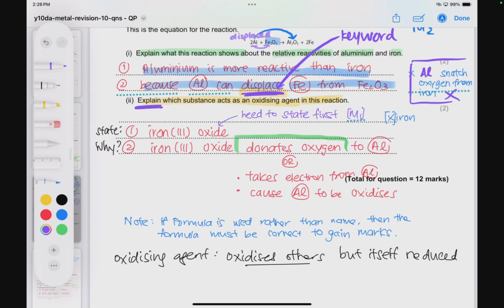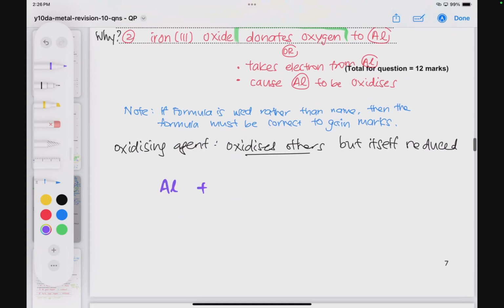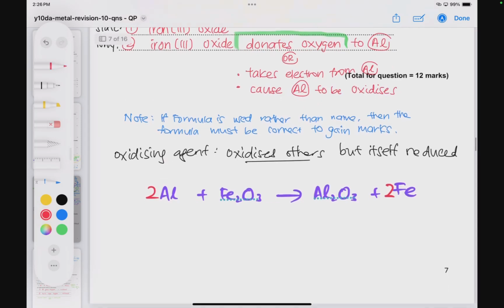So here the answer is iron 3 oxide. And how do I know it's iron 3 oxide? So I'm going to rewrite this equation. Al plus Fe2O3 becomes Al2O3 plus Fe. Oh, sorry, forgot to balance. Okay, so we're looking at the one that oxidizes others but itself is reduced. And what we mean by reduced is actually loss of oxygen. So which one of them has lost oxygen?